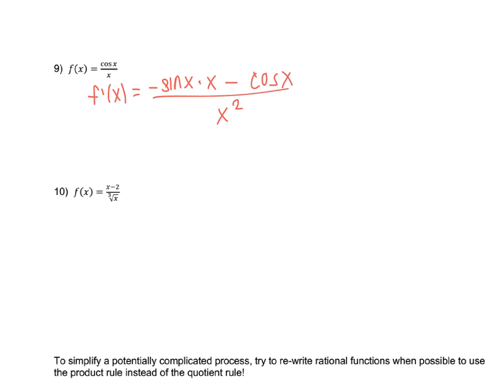So this is convenient because we're pretty much done. The only thing I would do in terms of simplifying is take this x here and move it in front, just so it's not confusing as to am I taking the sine of x or am I taking the sine of x times x. So this is negative x sine of x minus cosine of x all over x squared.